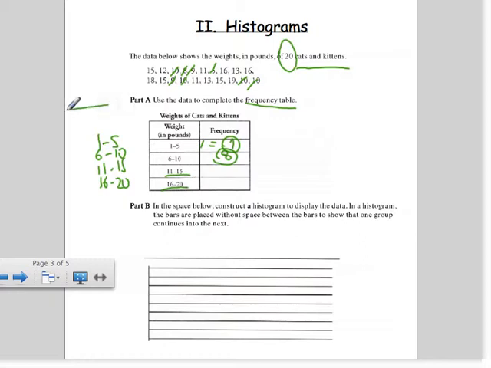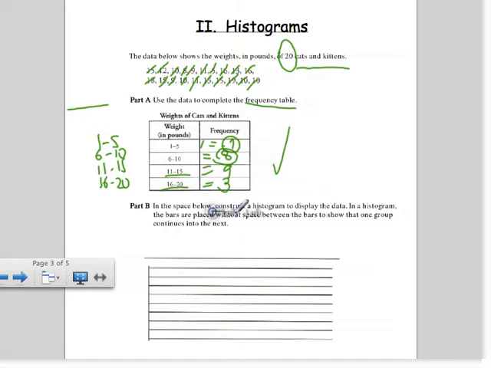Okay, checking 11 through 15. That's 1, 2, 3, 4, 5, 6, 7, 8, 9. There's 9 in that group. And then 16 through 20, there's 1, 2, 3. There's 3 in that group. So you have 1, 8, 9, and 3 in each interval. And that's the first step to be able to create a histogram.